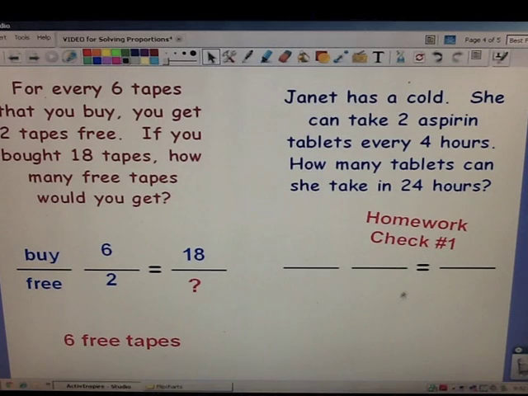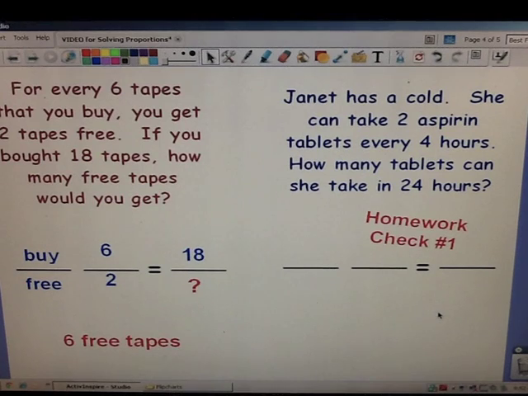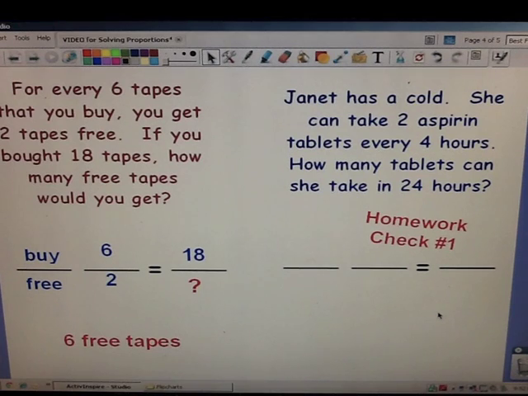Okay, homework check number 1. Pause the video. You need to work this problem out on a separate sheet of paper that you're going to turn into class tomorrow. Make sure you write your proportion the way you should, along with the labels, and put your answer as an answer statement. Once you're done, continue the video.